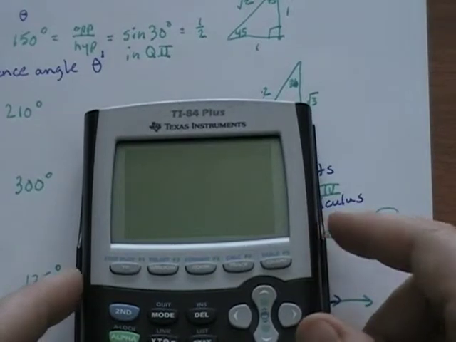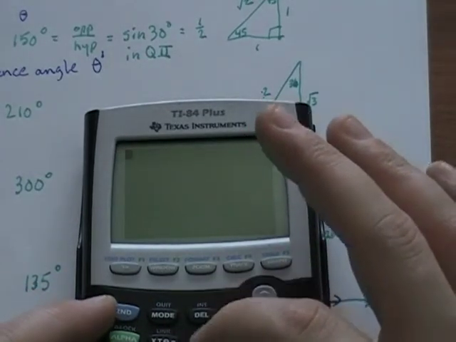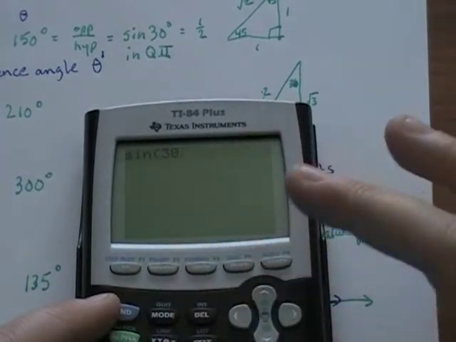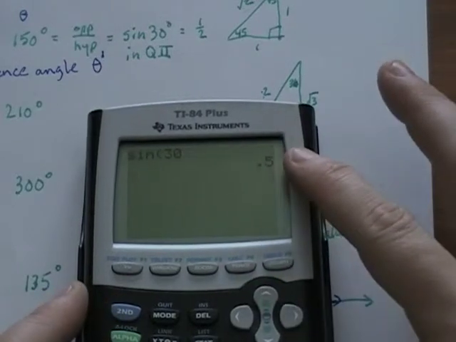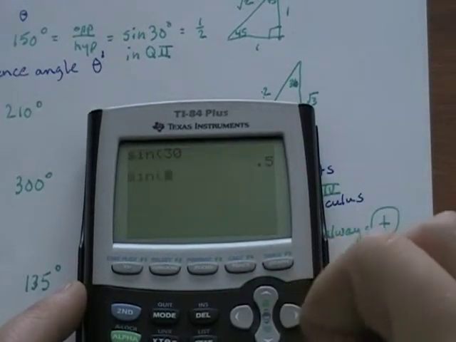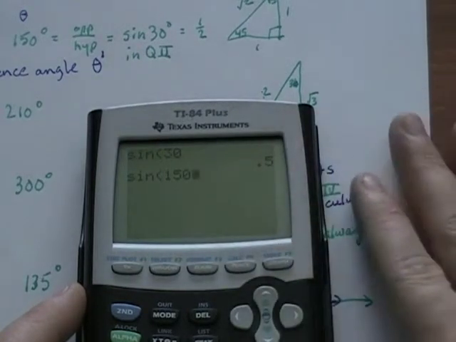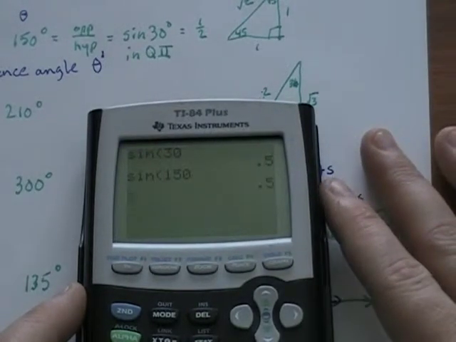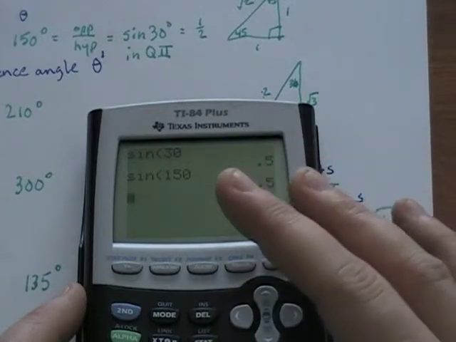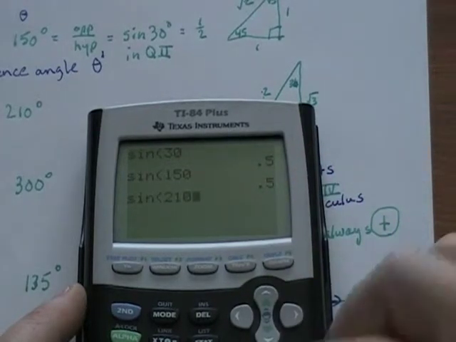Let's take our handy dandy calculator here. Let's take the sine of 30 degrees. That's in quadrant 1, 0.5. The sine of 150, which is 30 degrees from the x-axis, what do we get? 0.5. How about if I said the sine of 210?